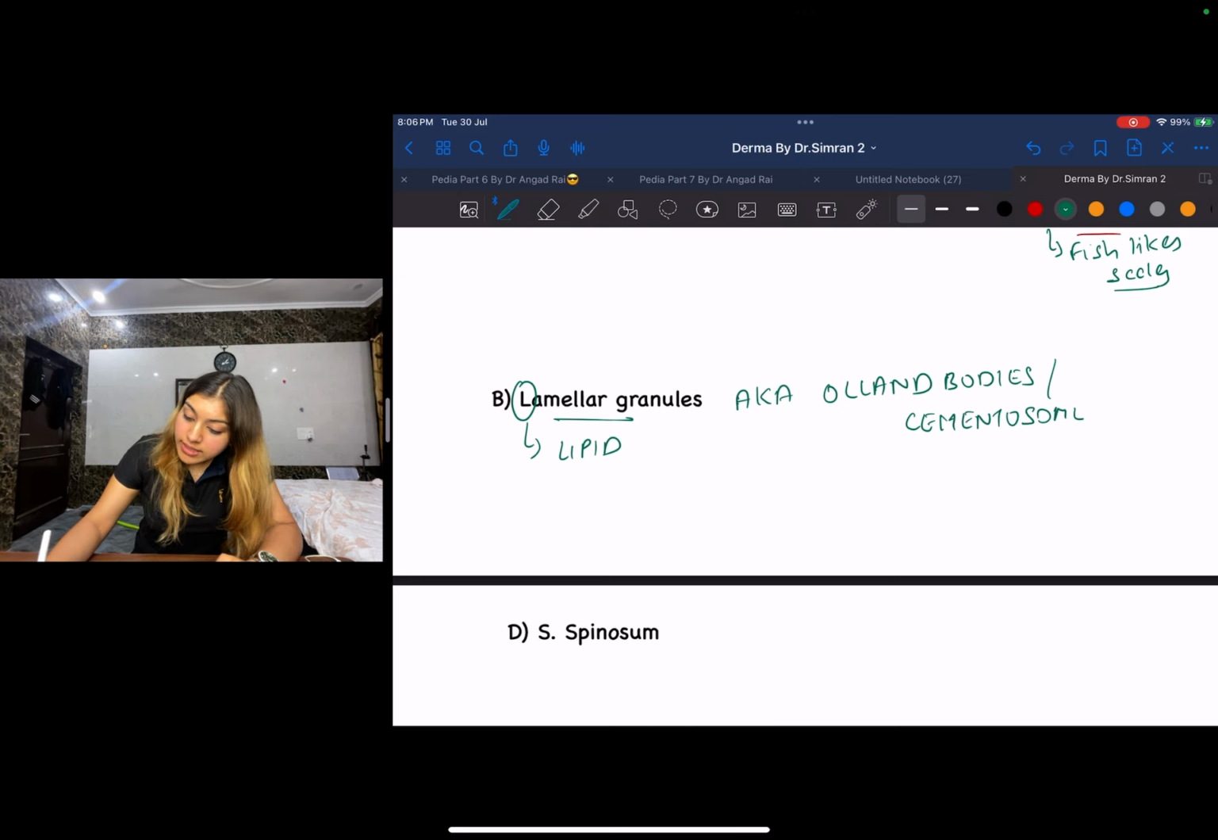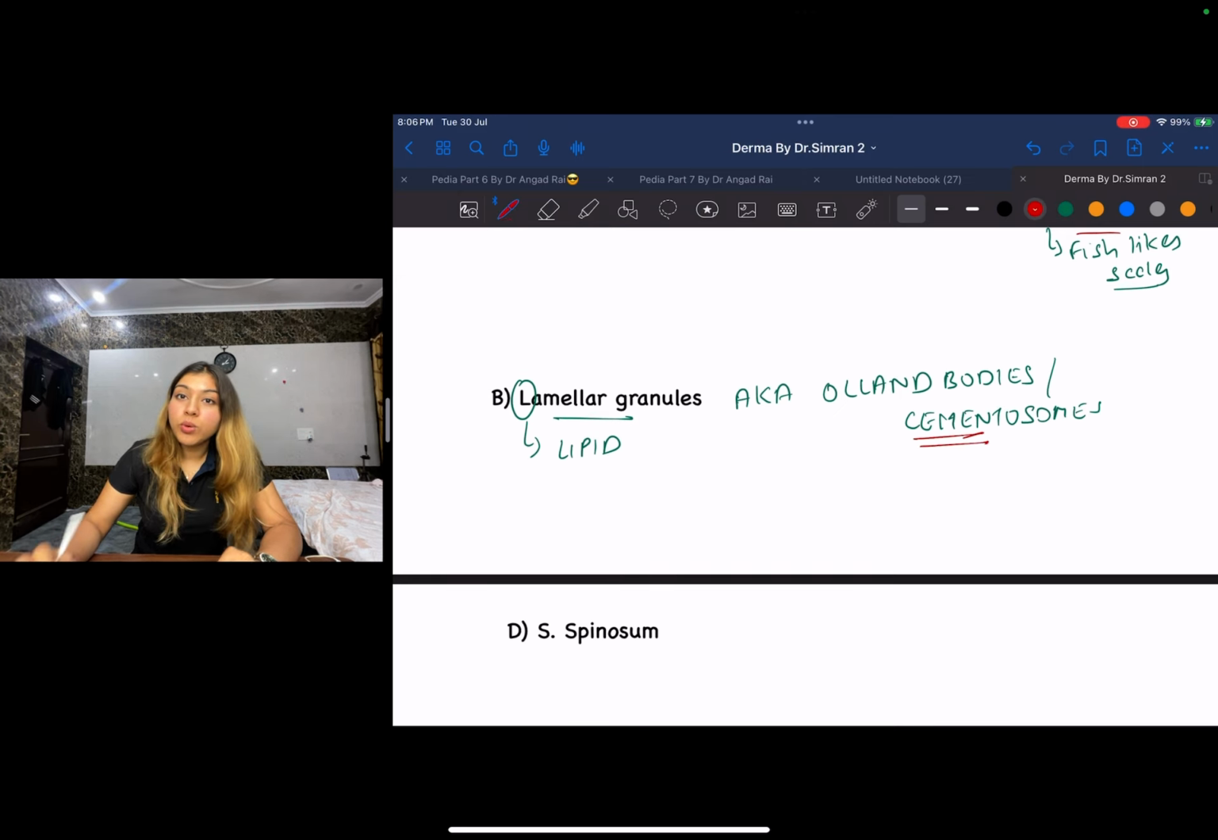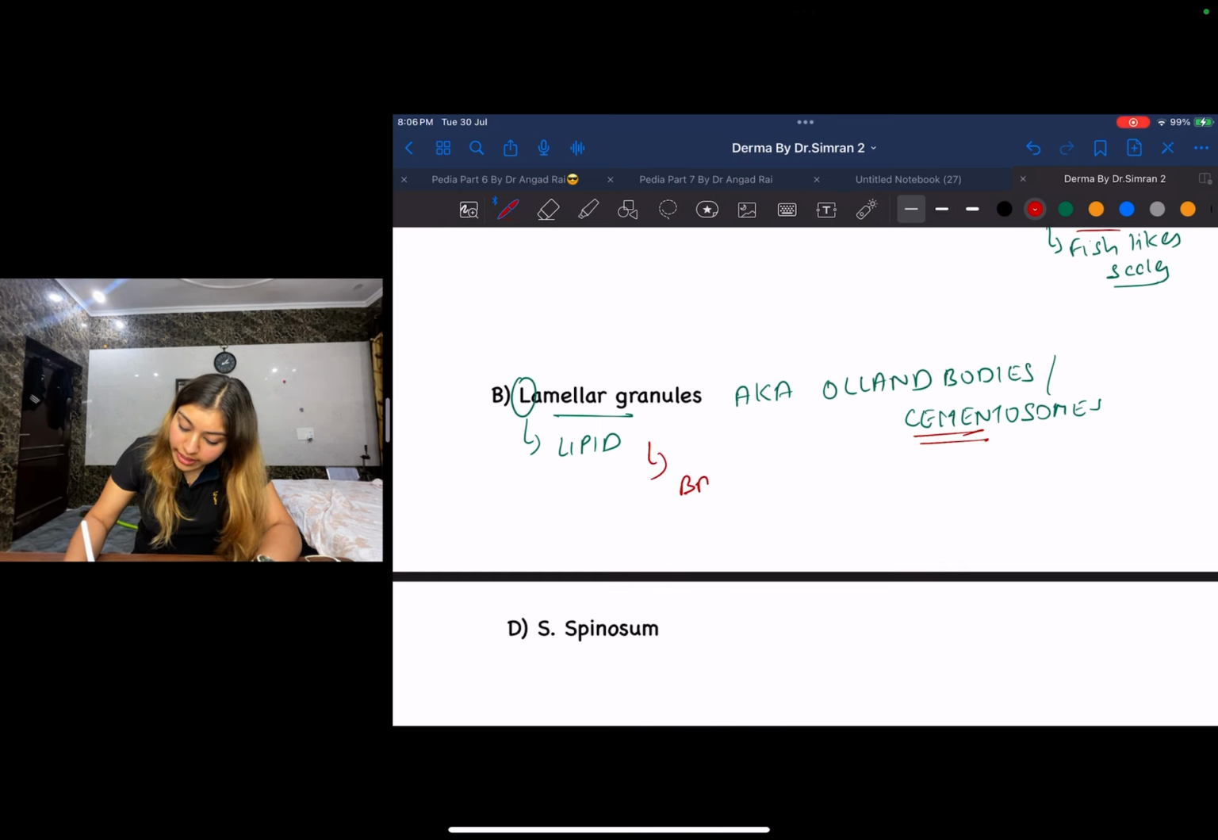Now guys, I've already mentioned cementosomes. What is the use of cement when we're constructing our house? For barrier, right? So what do these lamellar granules do? They help in maintaining the barrier of the skin.